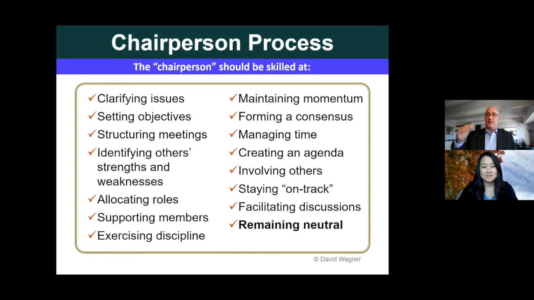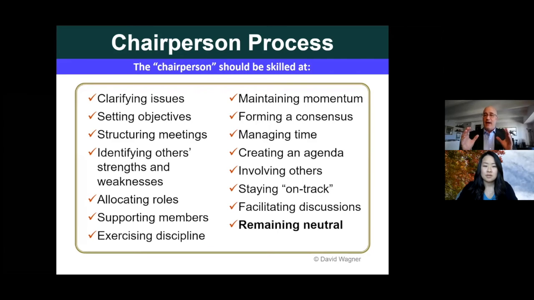Maintaining momentum means keep moving. Forming a consensus is the ultimate goal. Managing the time with a time target. Create and implement an agenda. This is really important for the structured implementation of the meeting. Involve everybody at all times. Stay focused. Facilitate the discussion, but not decide the discussion. And that means the final point, which is highlighted, which is remain neutral.